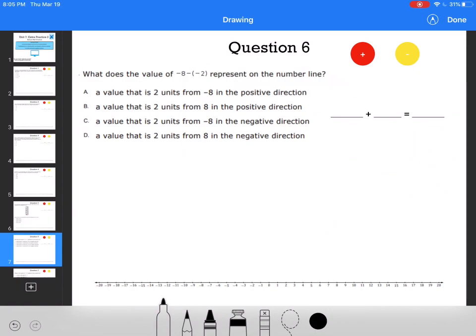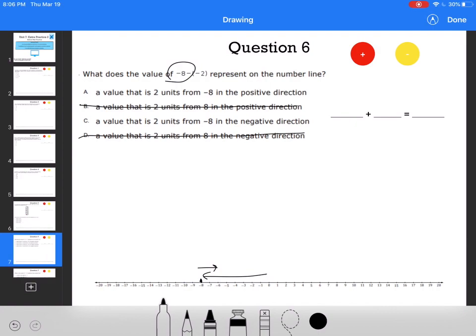Question 7. What does the value negative 8 minus negative 2 represent on the number line? The value that is 2 units away from negative 8 in the positive direction. So I'm at negative 8. And then minus negative 2 is 2 units in the positive direction. The value that is 2 units away from positive 8, well, that's not true, because I'm starting with negative 8. The value that is 2 units away from negative 8 in the negative direction. The value that is 2 units away from 8 in the negative direction. Well, it can't be 8, so I'm stuck between A and C.